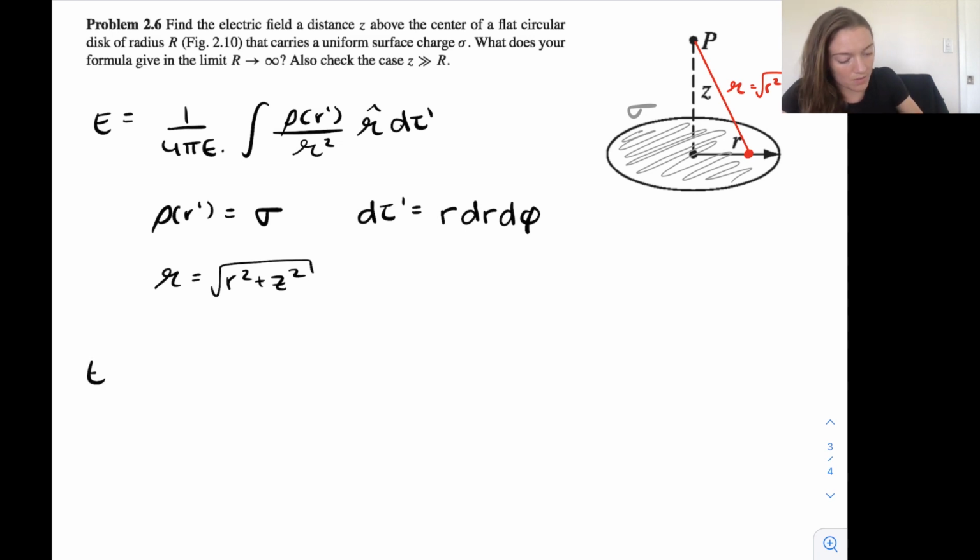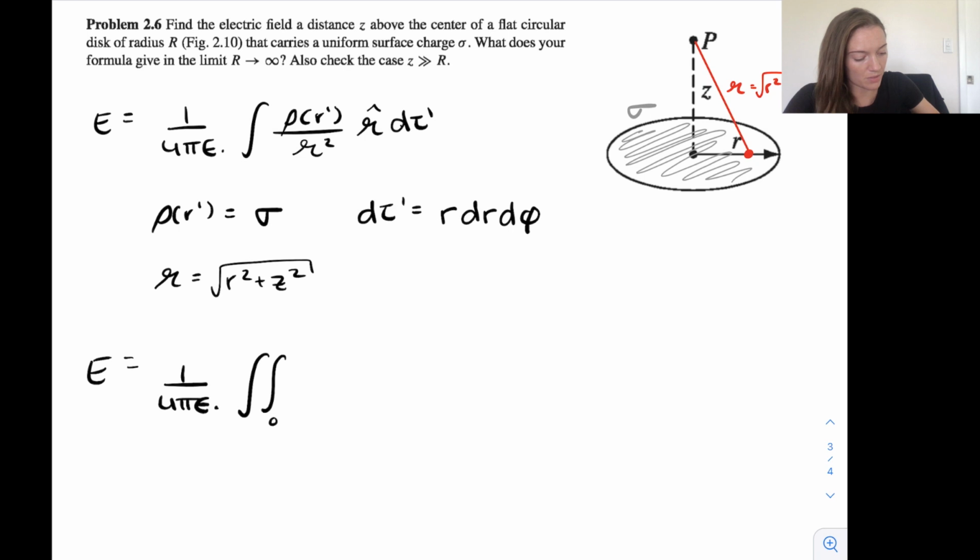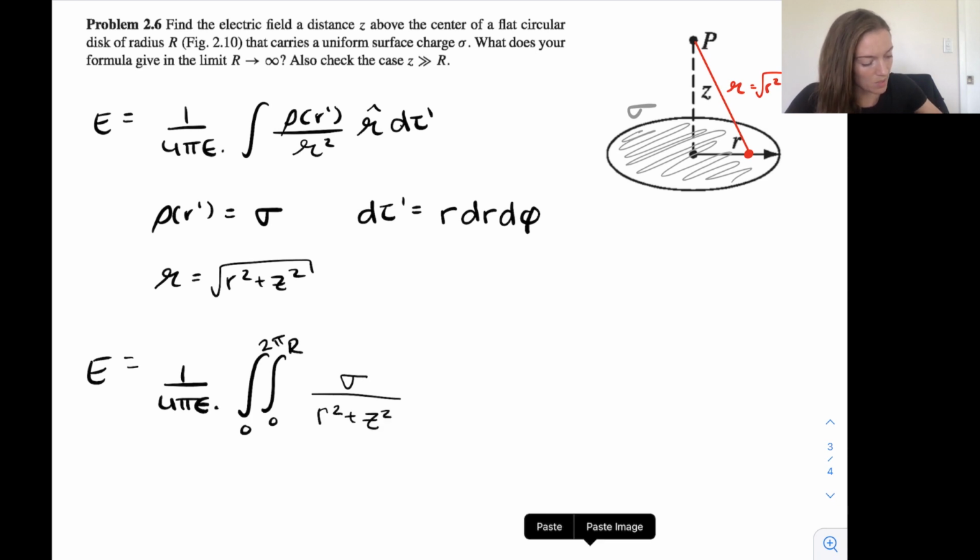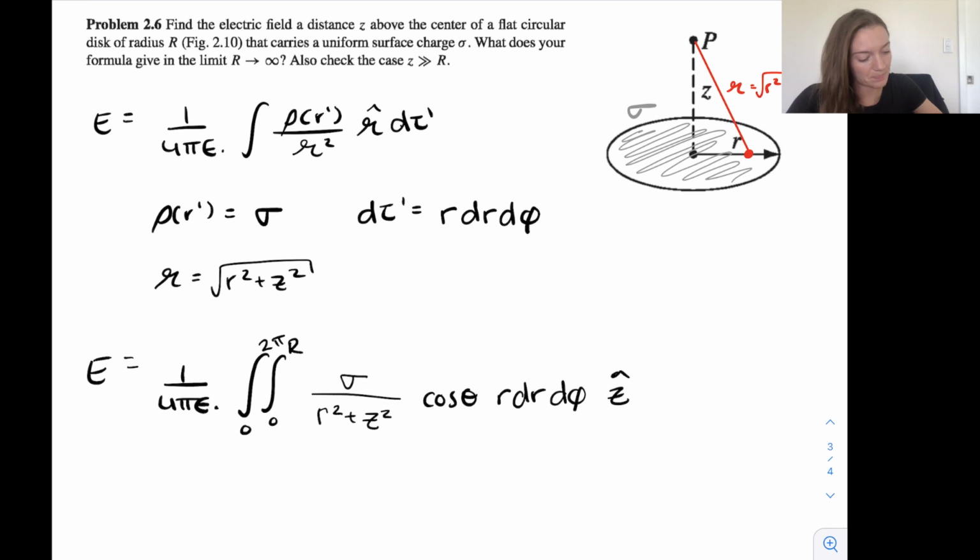Okay, so let's write this all down. So we have the electric field is equal to 1 over 4 pi epsilon naught. We have a 2D integral, so we're going to be integrating from 0 to capital R in our r direction, because we're integrating over the whole radius of the disk. And then in the phi direction, we're going to be integrating from 0 to 2 pi. And then here we have sigma over r squared plus z squared, squared on the bottom. And then we have cosine theta r dr d phi in the z hat direction.